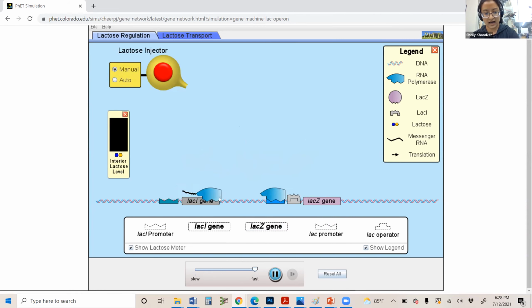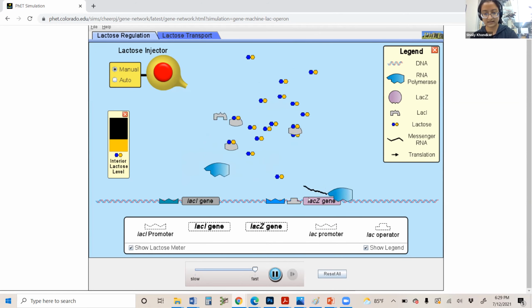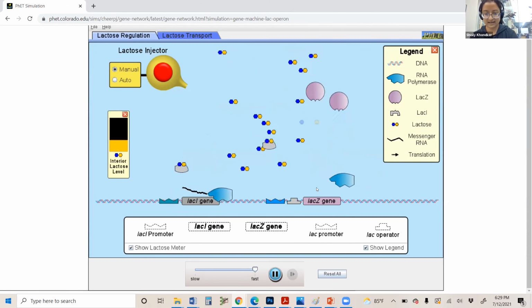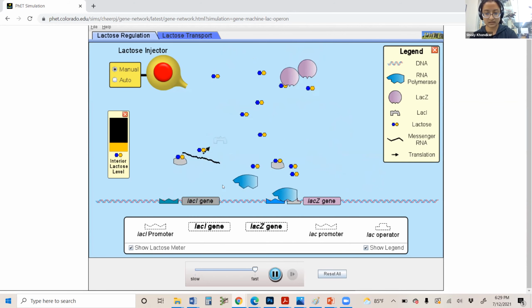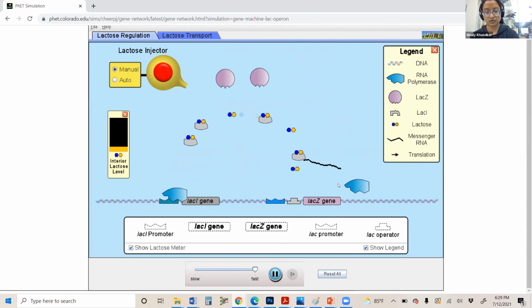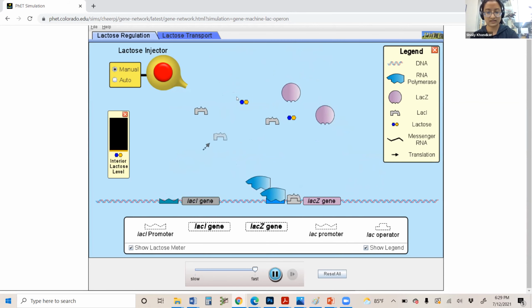So you can see here, LAC-I is being transcribed. That codes for the repressor protein, which binds to the operator of the LAC-Z gene. And if you add lactose to the system, it binds to the repressor and removes it from the LAC-Z operator. And this enhances the ability of RNA polymerase, which is represented by this, to transcribe the LAC-Z gene, which is represented by this structure, and you can see it breaking down lactose to glucose and galactose.